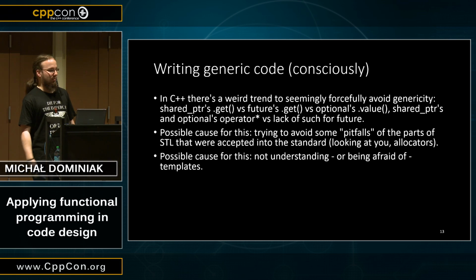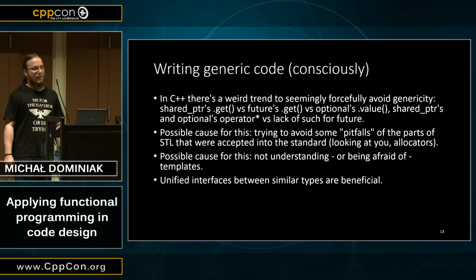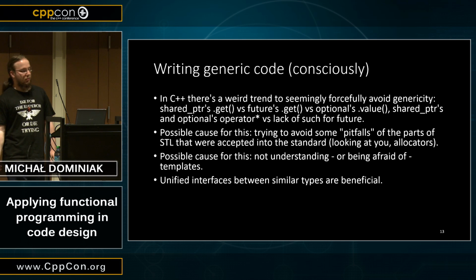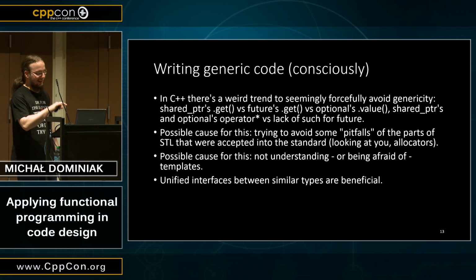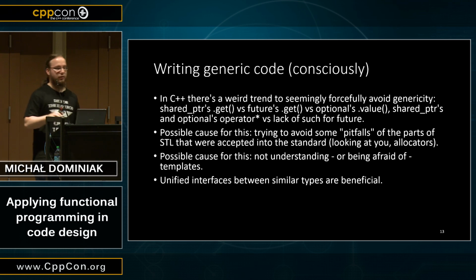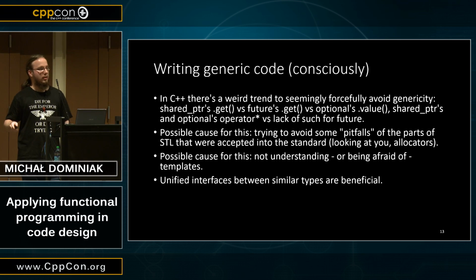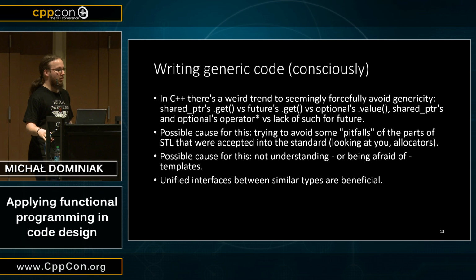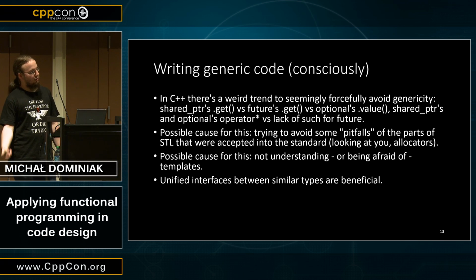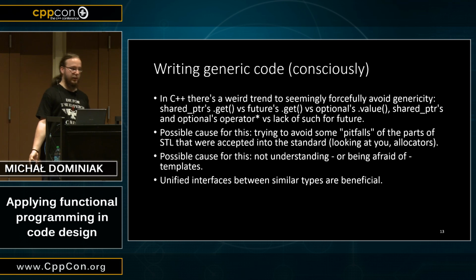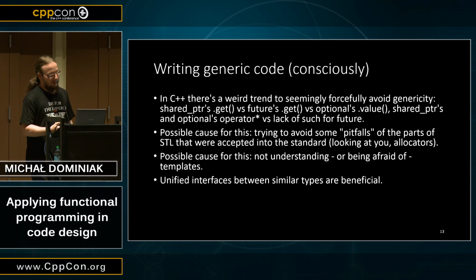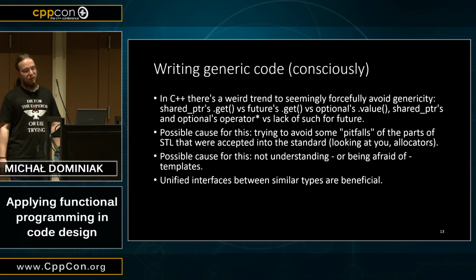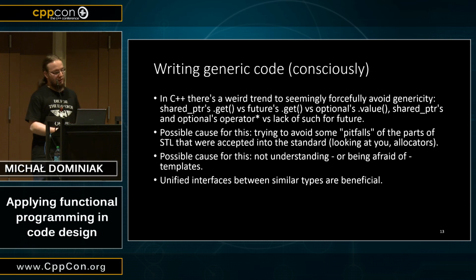But we have this problem, right? And it's really good to have identical, unified interfaces between types that are in some way similar. Sometimes we may not see that similarity when writing code for the first time, but at some point we will notice that there are some common operations we can do on different types, like future and optional. And the good thing here would be to unify the interfaces.